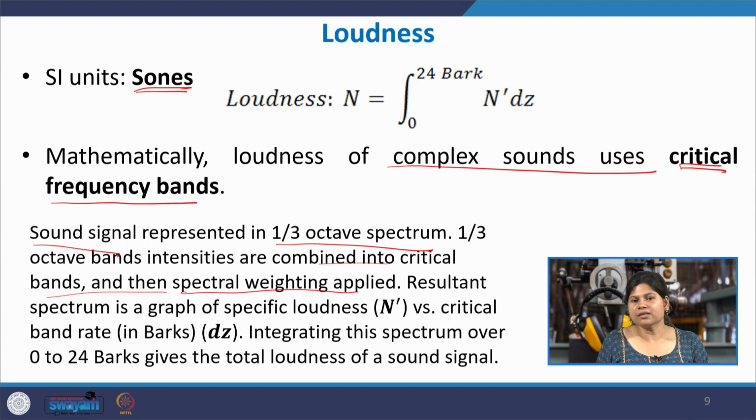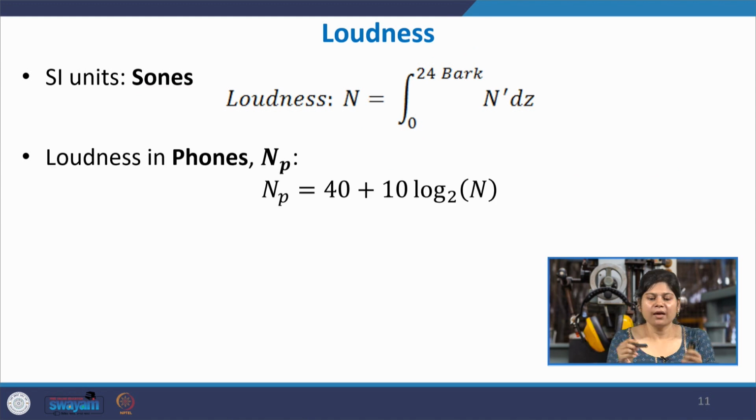So, the spectral weightings are applied, and all of that has been determined based on the hearing research. After applying the spectral weighting on that sound spectrum represented in the bark scale, you get a graph of specific loudness, which is like loudness per critical band, or the loudness increase with increase in the critical band. When you integrate it over the entire bark scale, you get the total loudness N. This formula gives you the loudness in sones, which is the SI unit of loudness.